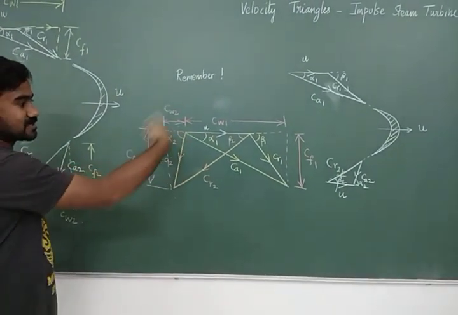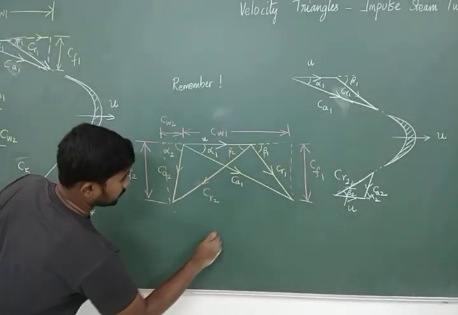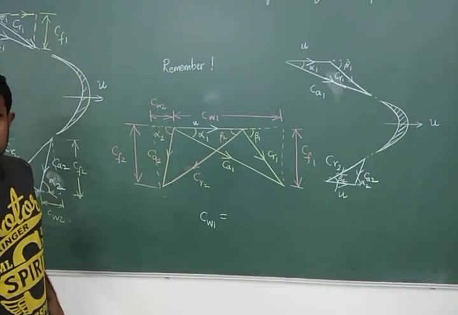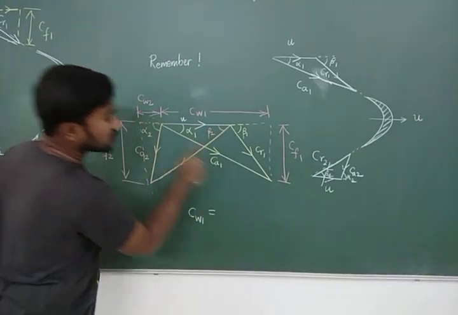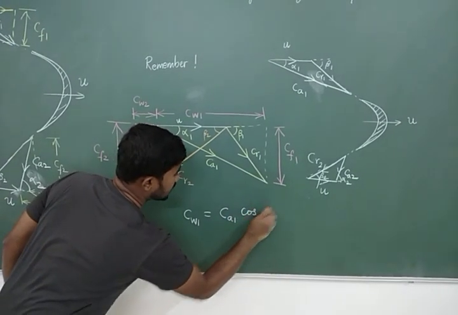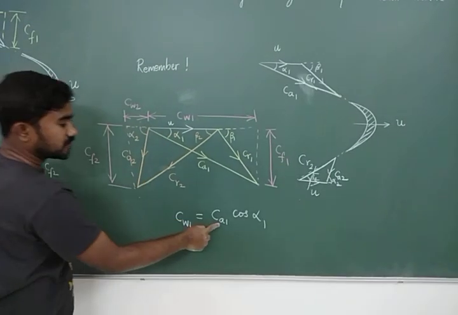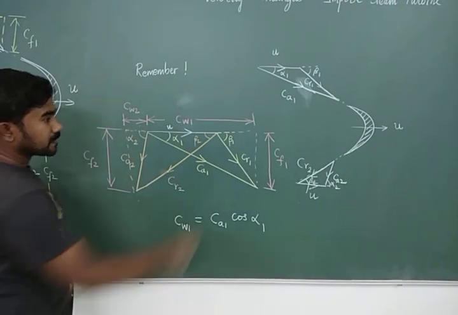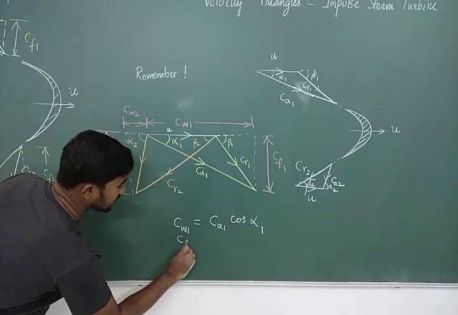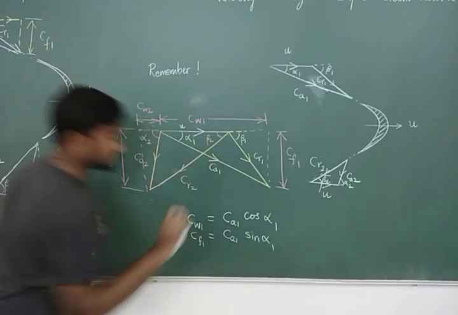Now, what are the relations that we can find from the velocity triangle? Now, what will be CW1? CW1 will be, these relations you have to memorize. CW1 is the horizontal component of CA1. So, it will be CA1 cos alpha 1. CA1 itself is inclined at alpha 1. So, its horizontal component will be CA1 cos alpha 1. Its vertical component will be CA1 sin alpha 1. So, CF1 will be CA1 sin alpha 1. Is this clear?